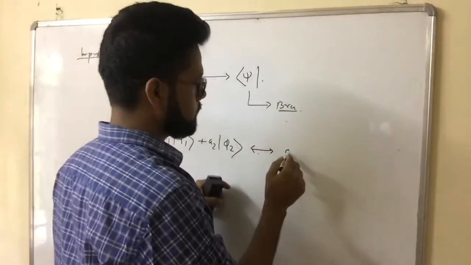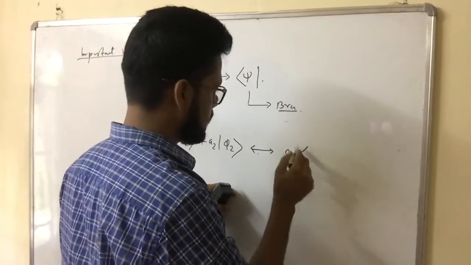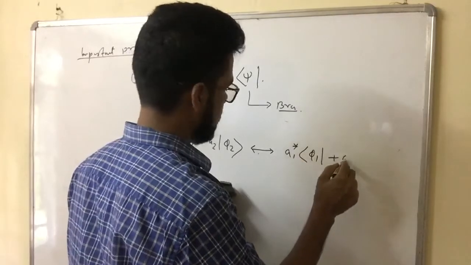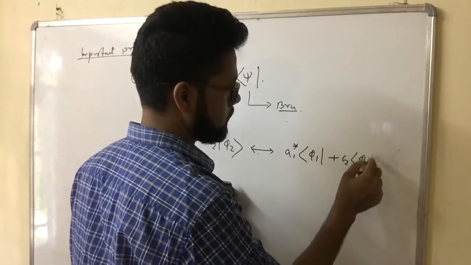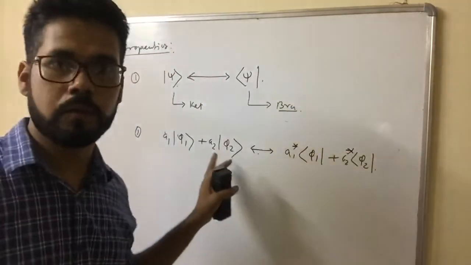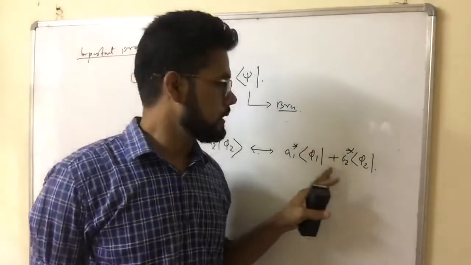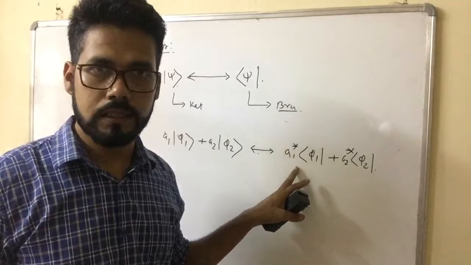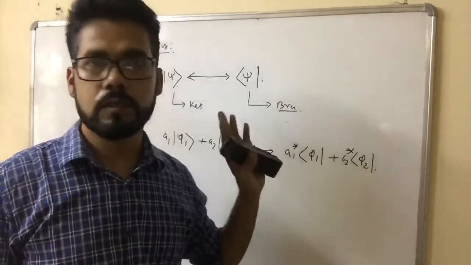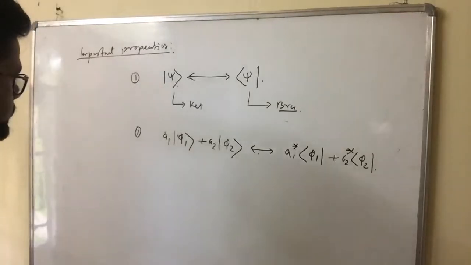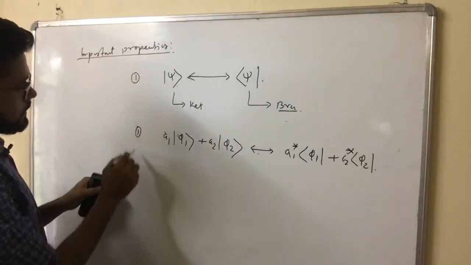So I will write a1 star phi 1 plus a2 star phi 2. Clear? It is complex conjugation. When you transform from ket to bra, always remember everything will be complex conjugated. The coefficients will be complex conjugated. Then number 3, this was number 2.